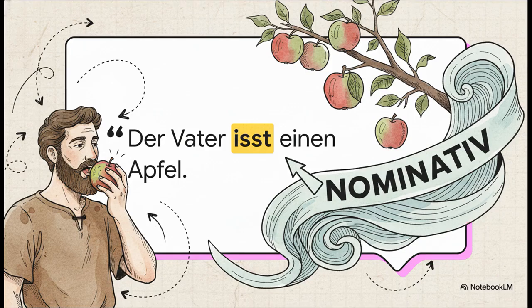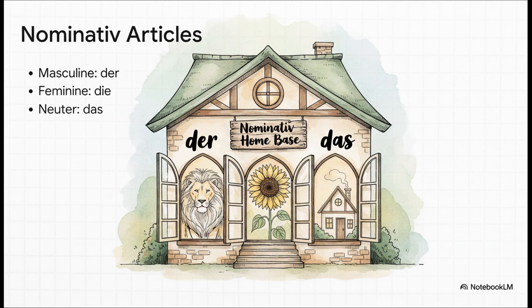Simple as that. And here's some really good news. The articles you use for the nominative case are just the default articles you learn with every single new noun. You know, der for masculine, die for feminine, and das for neuter. This is our home base, our starting point.